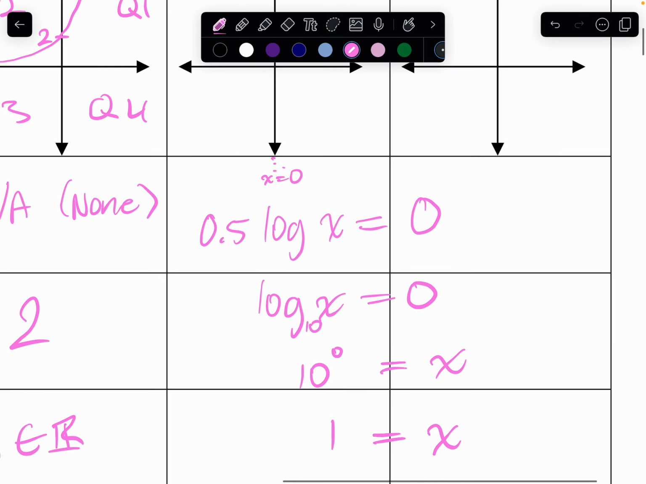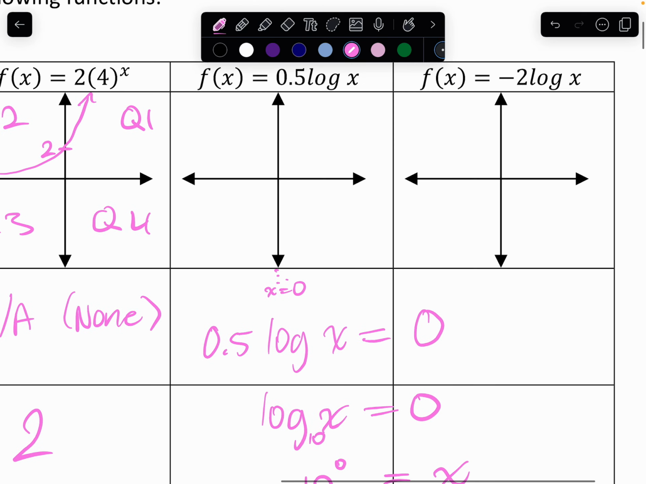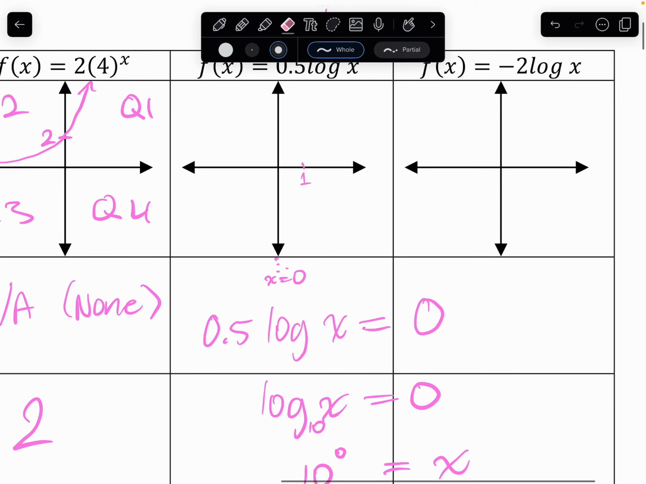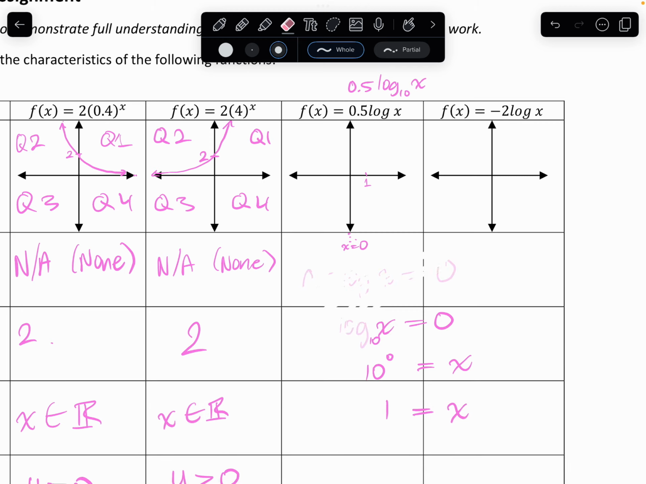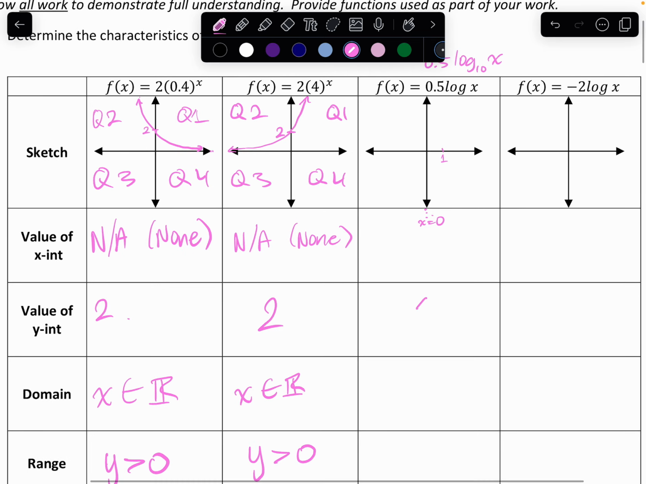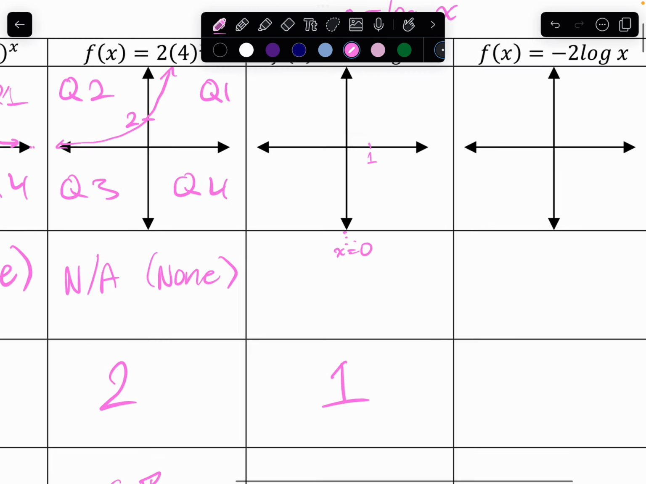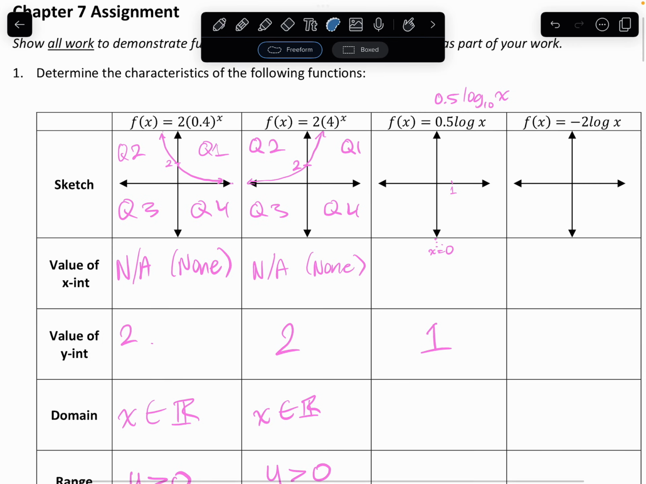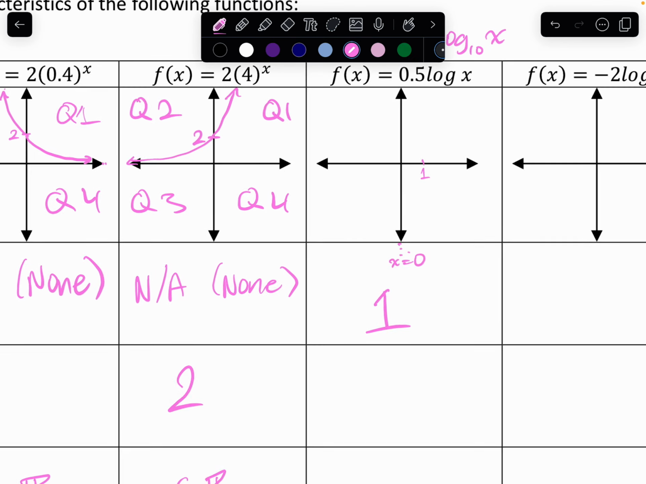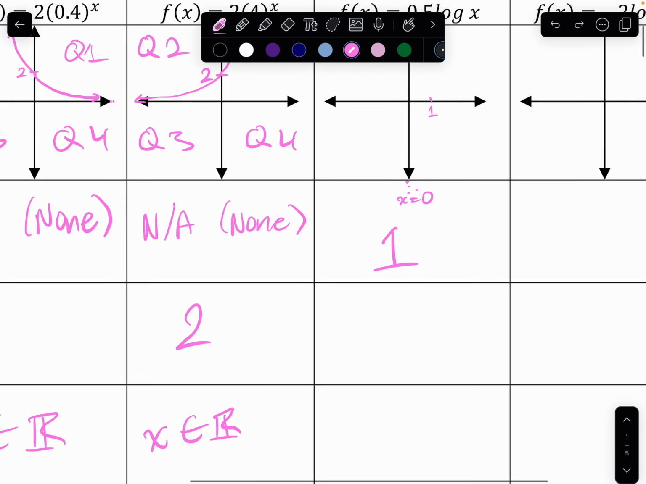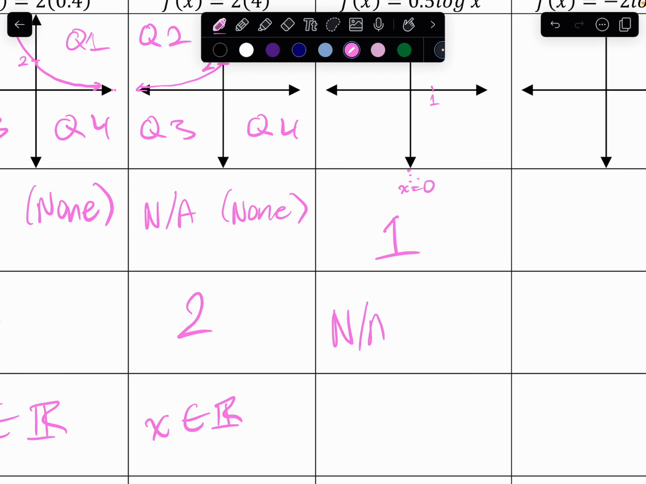So when y is 0, x is 1, which means along this line, it'll be 1. So 1. And erase this, and that is our x-intercept. So the value of x-intercept is 1. And what was the first, oh, sorry, put that in the wrong box. There we go, is 1. Value of y-intercept, well, we said it can't ever be 0, and it can't ever cross over this side. So this is none. There's no y-intercept.